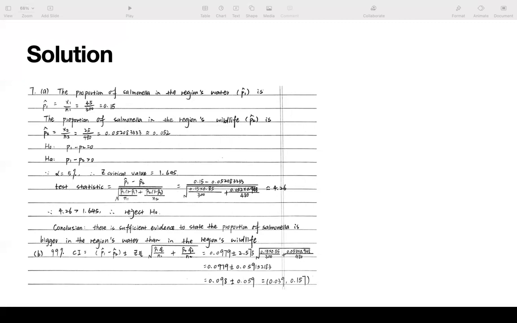And also for part B, we have to construct a 99% confidence interval for the proportion difference of salmonella between the region's water and the region's wildlife. And so basically we can use the formula and write the 99% CI as the difference between the estimated proportions plus or minus Z alpha divided by 2 times the square root of the sum of pq divided by their own sample size. So we have the result of 0.039 to 0.157.